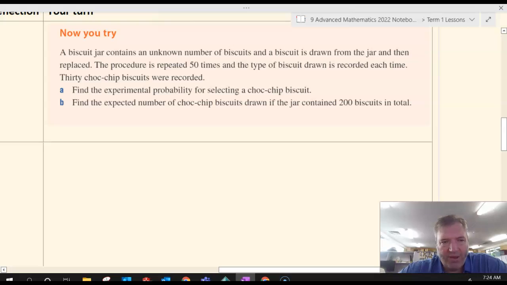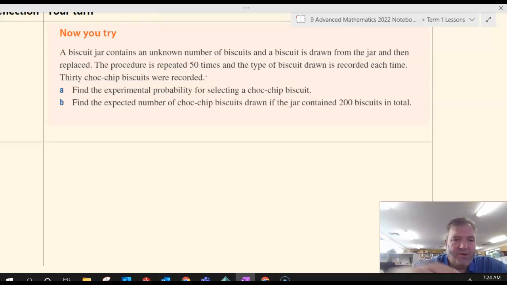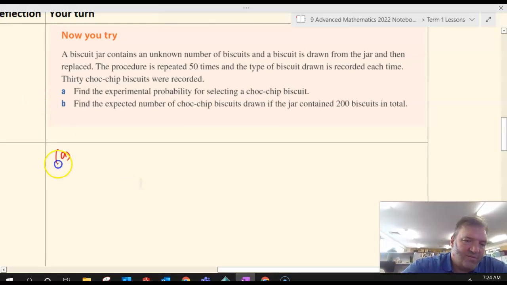Alright, so let's compare your effort with mine. A biscuit jar contains an unknown number of biscuits, and a biscuit is drawn from the jar, then replaced. Repeated 50 times, that's touching a lot of biscuits, so let's hope they were individually wrapped. And the type of biscuit drawn is recorded each time. 30 Choc chip biscuits were recorded. Find the experimental probability of drawing a Choc chip biscuit. So the probability of a Choc chip biscuit.